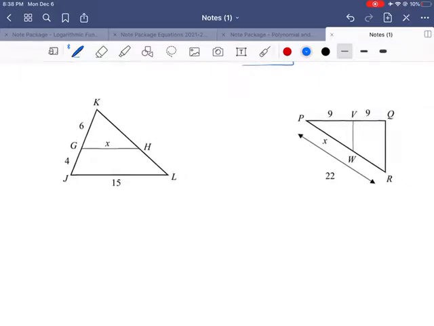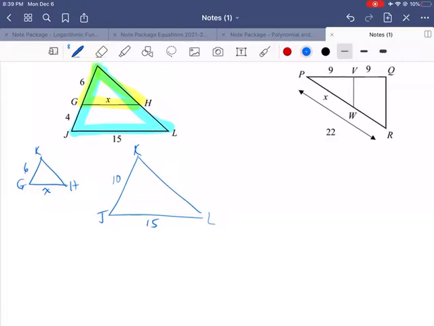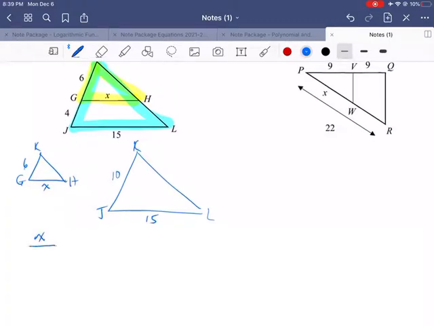Okay, this one's a little bit different because the two triangles are actually enclosed in one another. So there's the smaller triangle, and there's the bigger triangle. So you could actually separate these two triangles like this, and you'll get KGH with a side length of 6, and you'll get KJL, and the side length is 10. GH is X, and JL is 15. So you want to figure out what X is, so start with X over its corresponding side of 15, and compare that to 6 over 10. And eventually this will solve X equals 9.